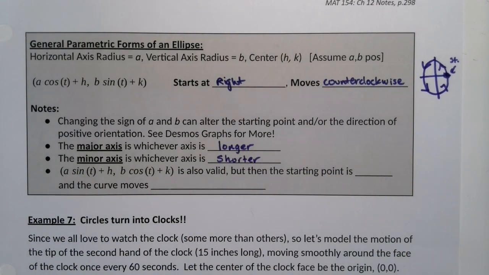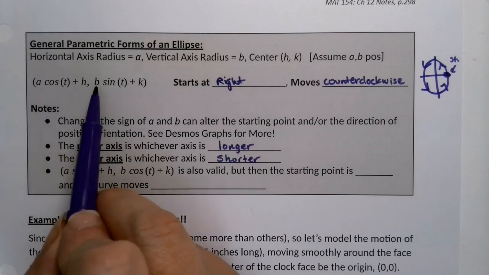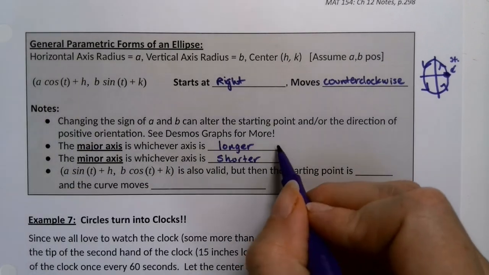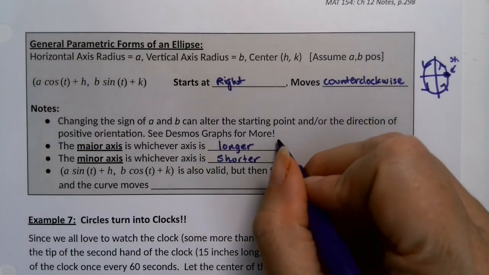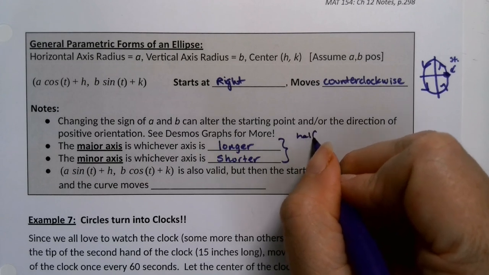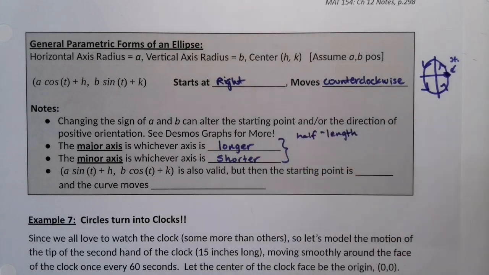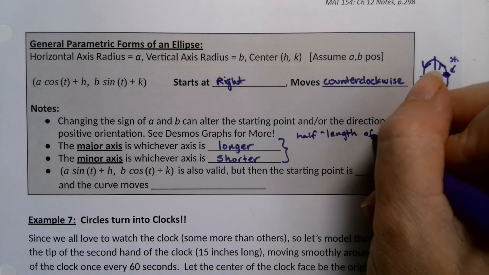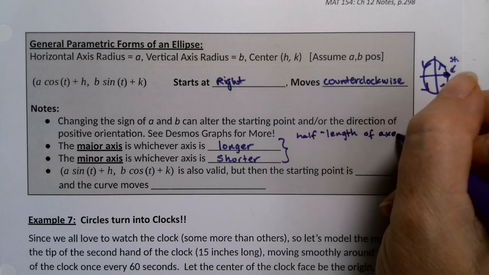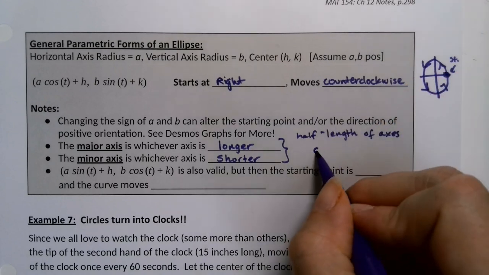So the axes are going to be A and B. It's just a question of which one will be which. So we don't know which of A and B are longer or shorter. So one of these will be A and then the other one will be B. So we'll just say half length, which is sort of the radius, but not quite, because radius is always consistent. These are not. So half length of the axes are either A or B.